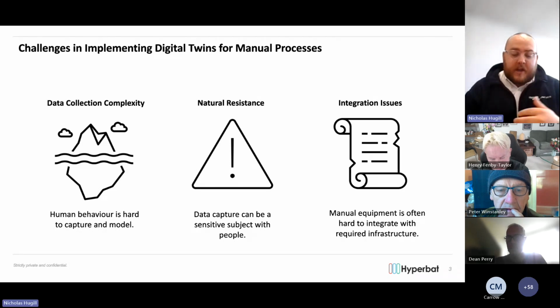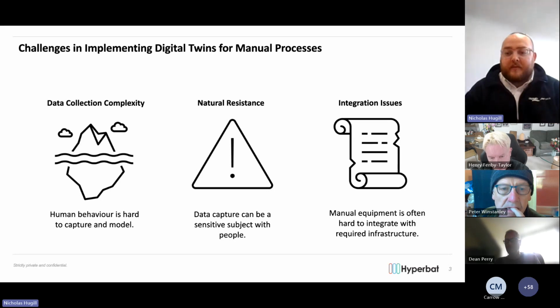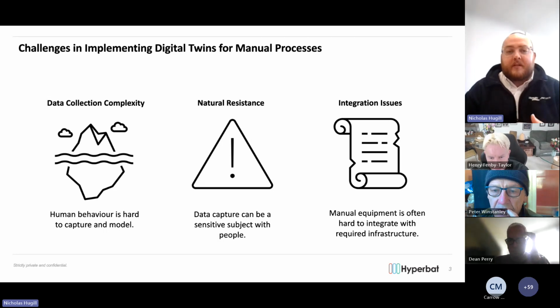Natural resistance. So human behavior is to resist a bit of change. It can be quite a sensitive subject with people when you're going from an environment of people being unmanaged on the shop floor to building their process to actually having quite a level of supervision and looking at the data capture that they're generating. We're very careful around that and want to make that as open and as easy a process as possible.